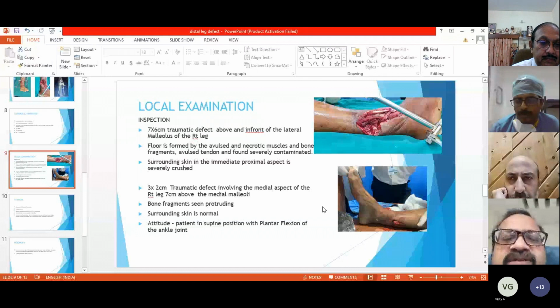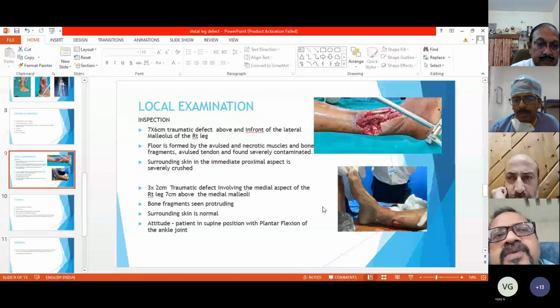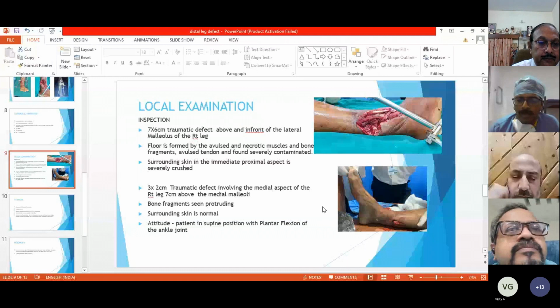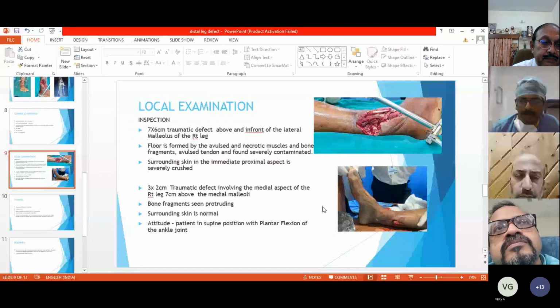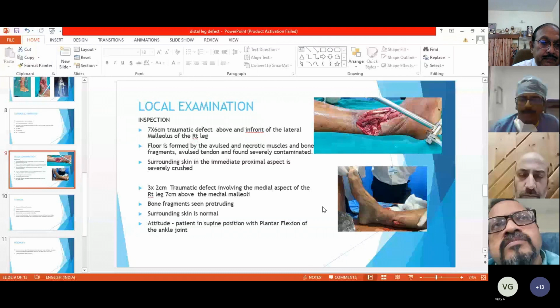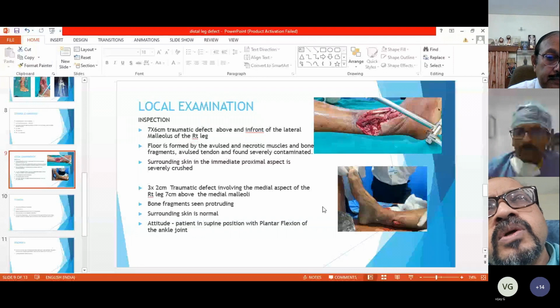Right. But my question is, are you going to use only a fasciocutaneous ALT flap, or would you include the muscle also? I would include the muscle because there is a fragment of bone which is avascular. But the problem with that is the flap will be very bulky, sir, if we include the vastus lateralis. So part of the vastus lateralis can be included.